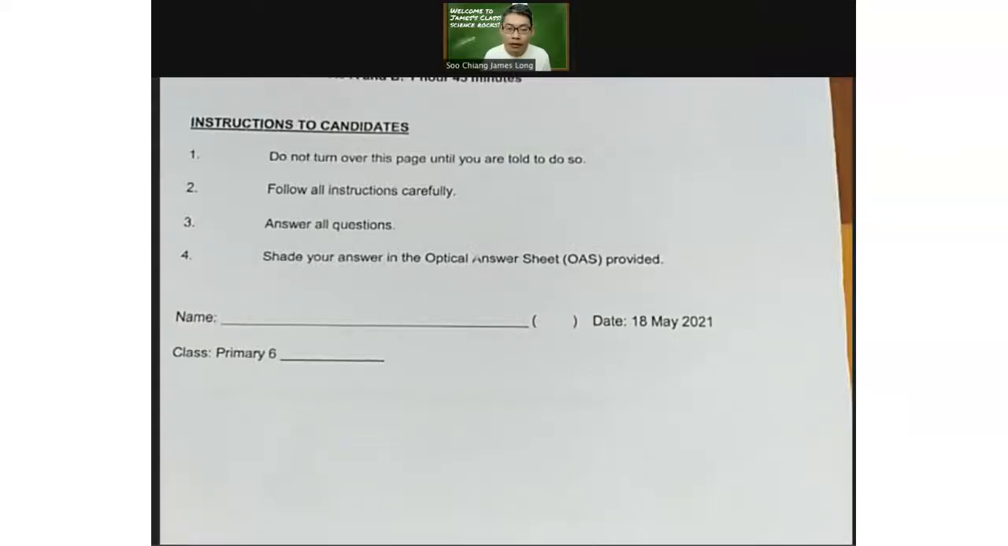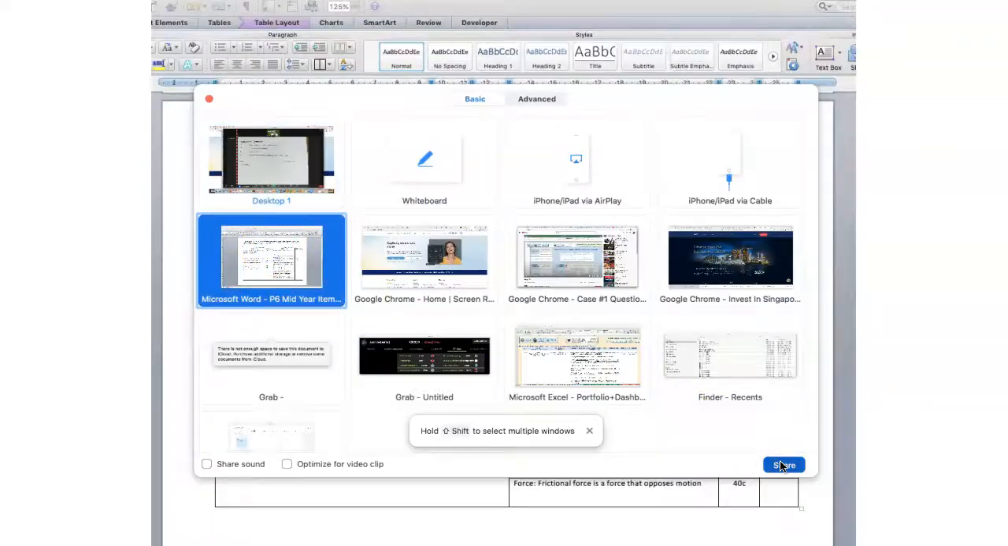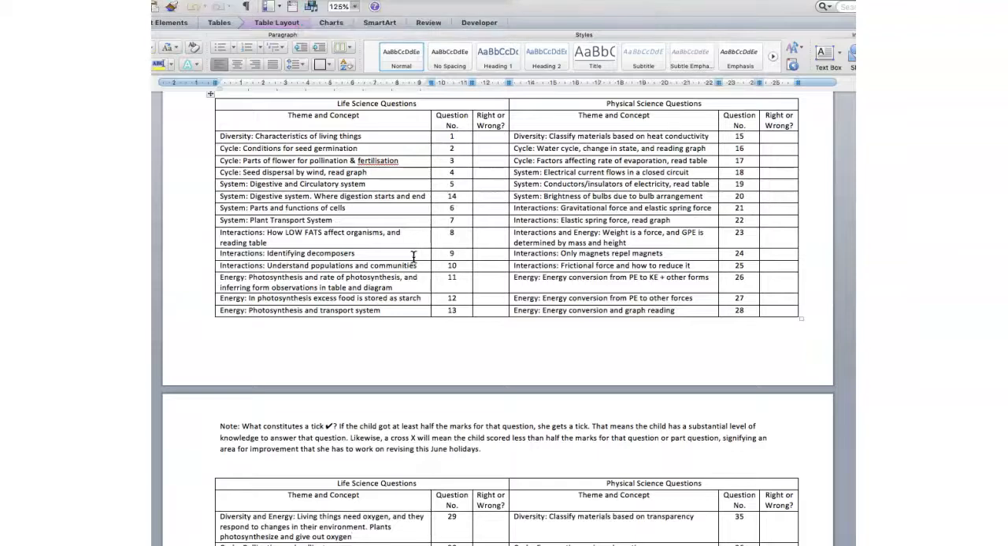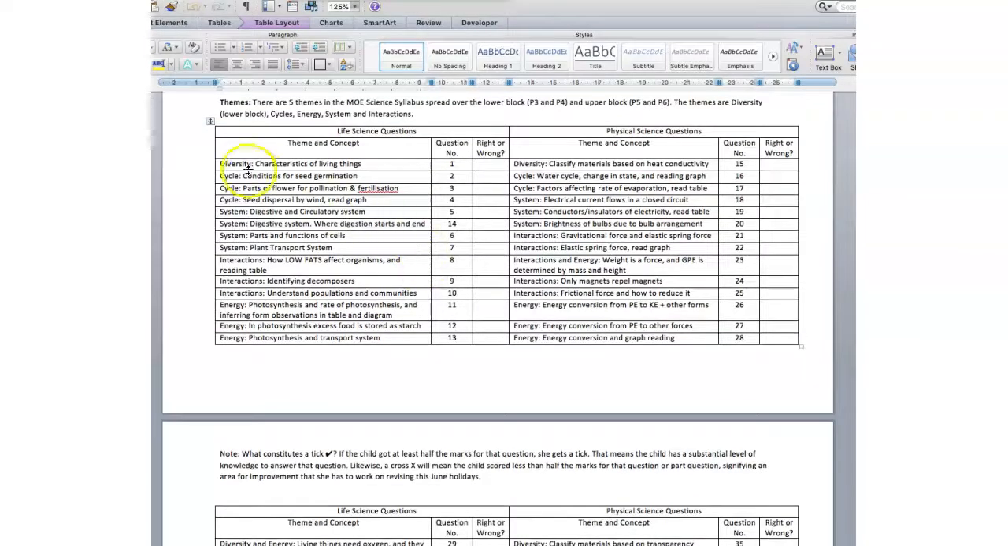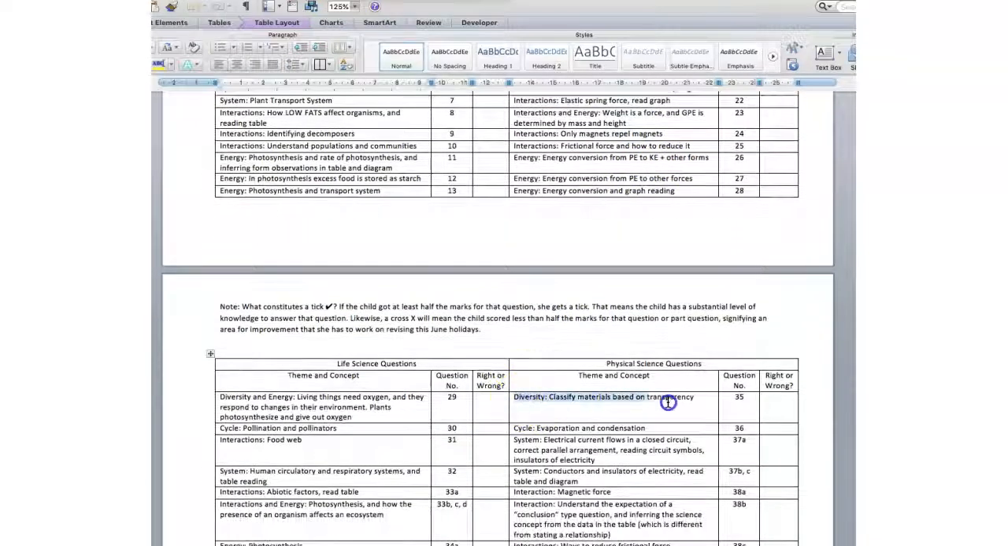We're working on the revision on cycles. For those who are new to this, you might have missed the previous video. We started off with revising the questions on diversity, from the mid-year exam paper 2021. We went through question 1 and question 15, as well as question 35. Now, in this video, we're moving on to the revision on cycles.